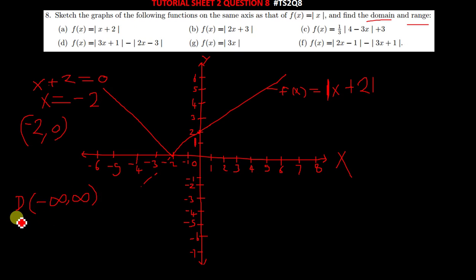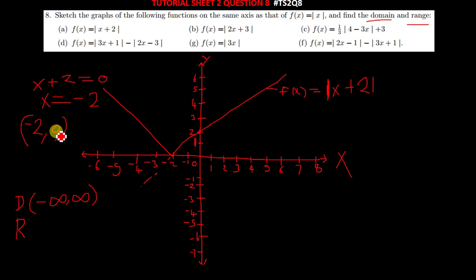And then the range is just the set of outputs, the y values. So now, how do you find the y values? The way you find the y values is simple. You actually start from this point. You can see here our value of y is 0.